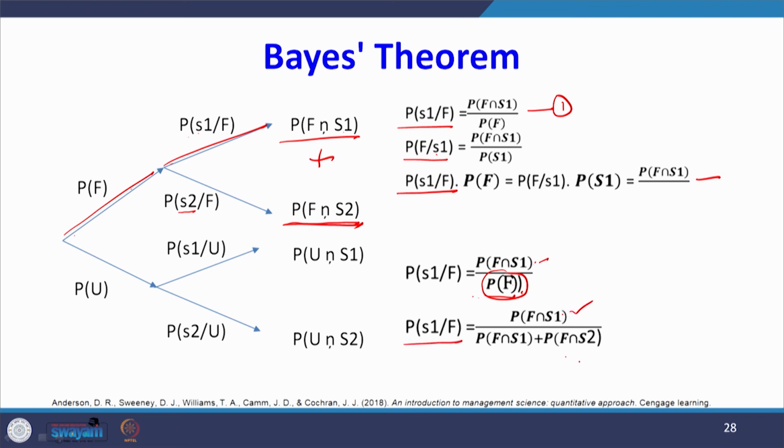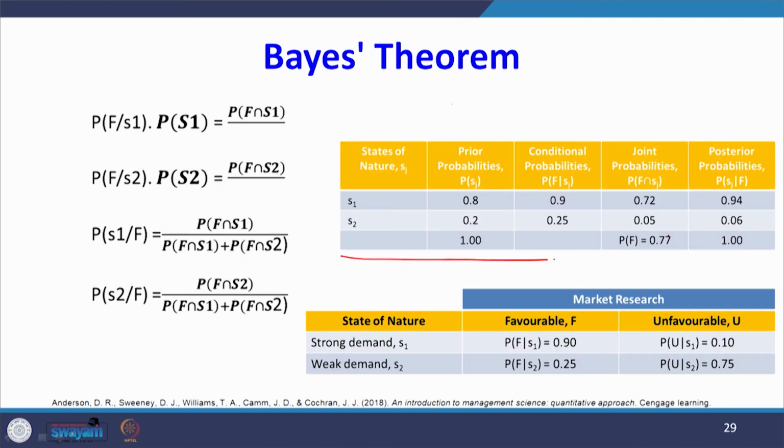But this information, P of F given S1 and P of F given S2, we are going to find out from our historical data. How? Look at this table. In this table, the prior probabilities are known to us, S1 and S2, and P of F given S1 is 0.9. How did we get this 0.9? This 0.9 we got from this value. This value says the market research company will provide a favorable report with 0.9 probability if the actual demand is strong demand. That is why I wrote P of F given Sj, so 0.9.